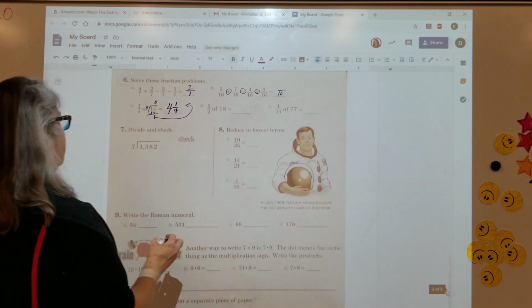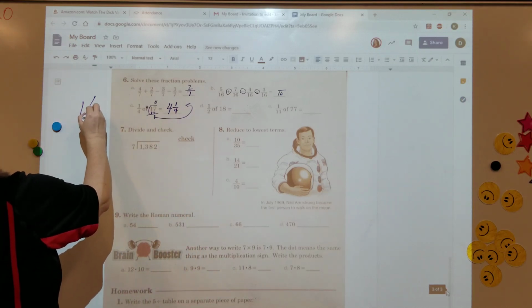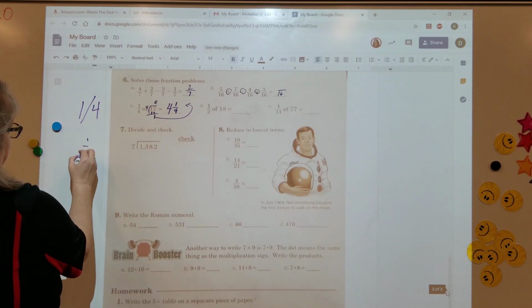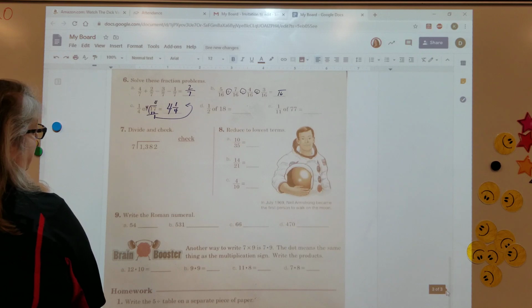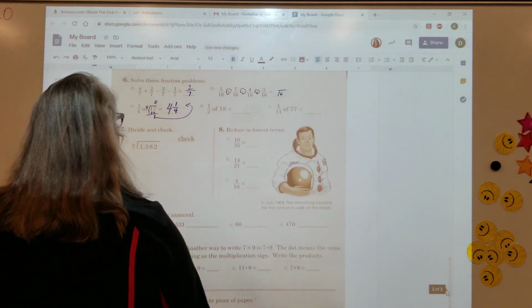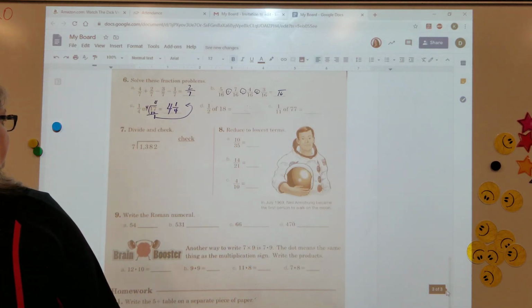Remember on the test on the computer, it's going to go like that, because it can't do this right. Okay, so you're going to have that slash, it means the same thing. Okay, do the rest of these the same way. And then the divide and check.